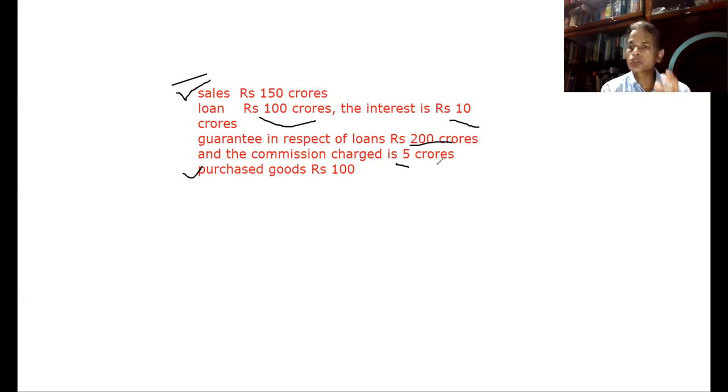In case of a guarantee, is the transaction the guarantee commission or the guaranteed amount? Here again, I would say the exposure, the shifting of obligation, is the transaction. So the transaction is not the 5 crores that I'm charging. The transaction is the exposure of 200 crores that I have taken. So I would count the guaranteed amount, the loan amount, the sales and the purchases. Adding these four, the value comes to 450 crores, which is obviously exceeding 10% of my CFS turnover.